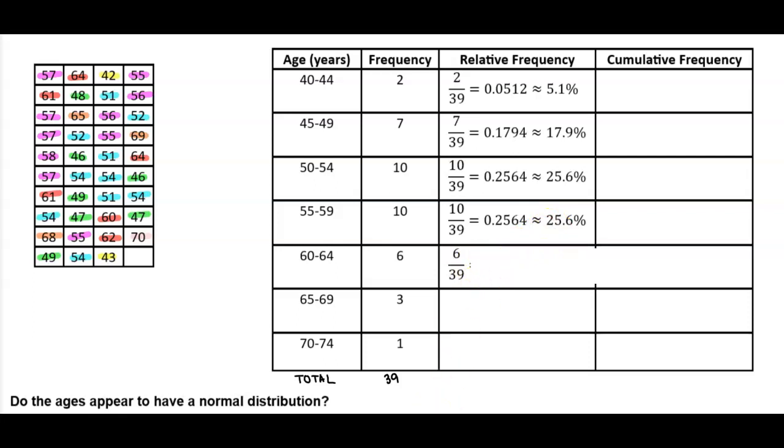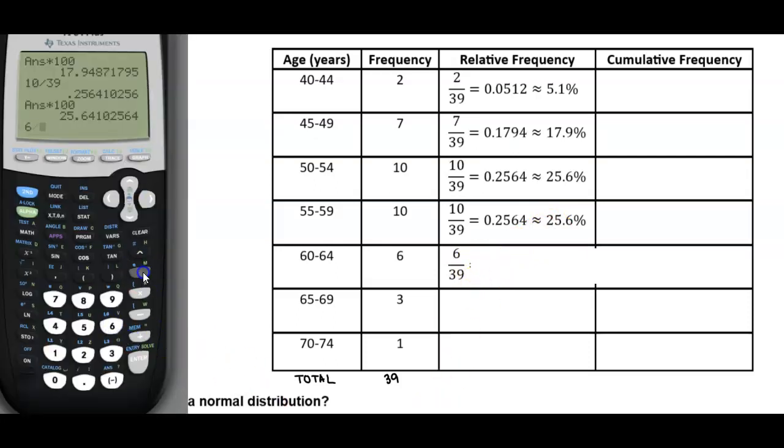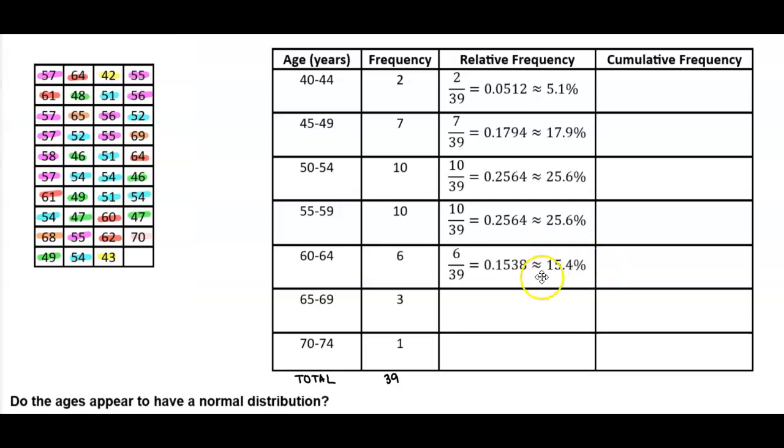Now we're going to take 6 and then divide that by 39. So 6 divided by 39 is going to give us 0.1538. And if we multiply that by 100, then we're going to get 15. We're rounding this to one decimal place, so that 8 tells us that we need to round this up, which gives us 15.4%.